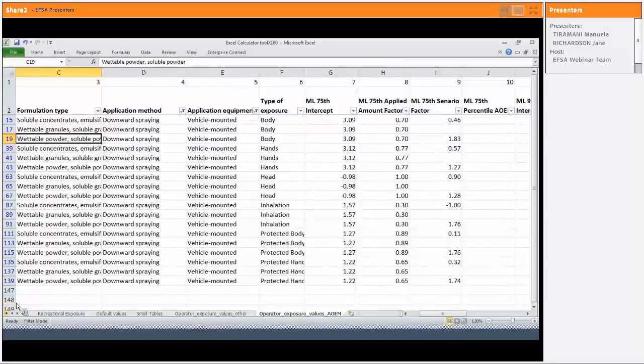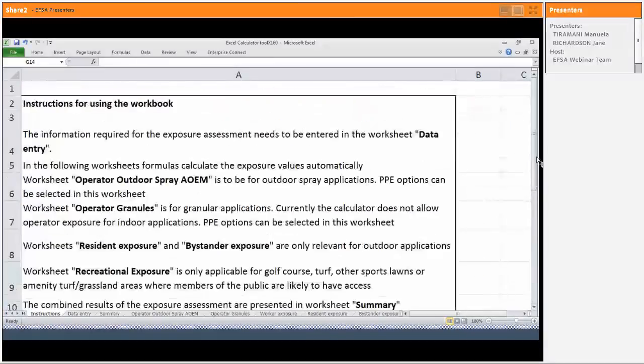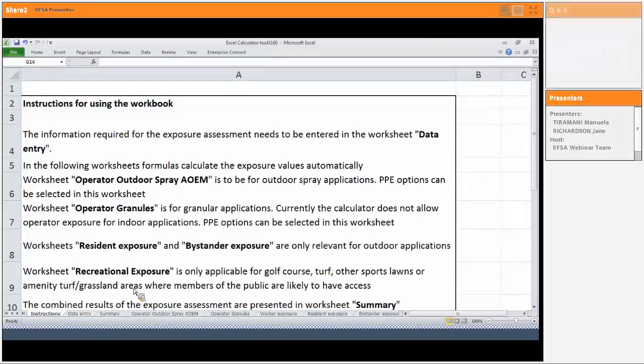So I think we are pretty much finished with the initial tour of the Excel sheet, and this gives you now an opportunity to ask a few questions if there's something that's not clear. We will show you some scenarios in a minute so you can actually see the calculator in action, and obviously maybe you will have additional questions here, but I think Manuela is going to start with a couple of questions.